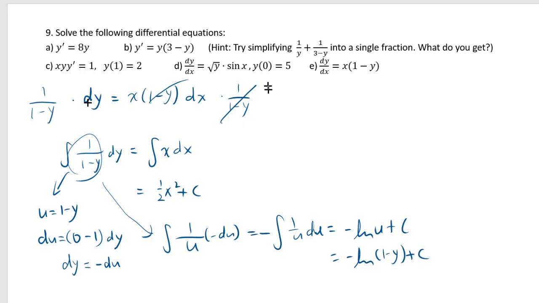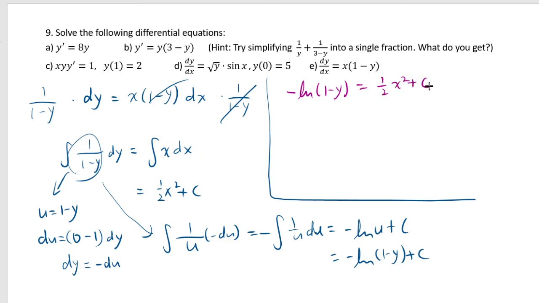Okay, so after putting the left equal to right, this is what I get: negative ln of 1 minus y. You should put c only on one side, so you get 1/2 x squared plus c. And we have to solve this for y. So multiply negative 1 both sides. So you have ln of 1 minus y equals negative 1/2 x squared minus c, but we don't care. We just rename the minus c as positive c.